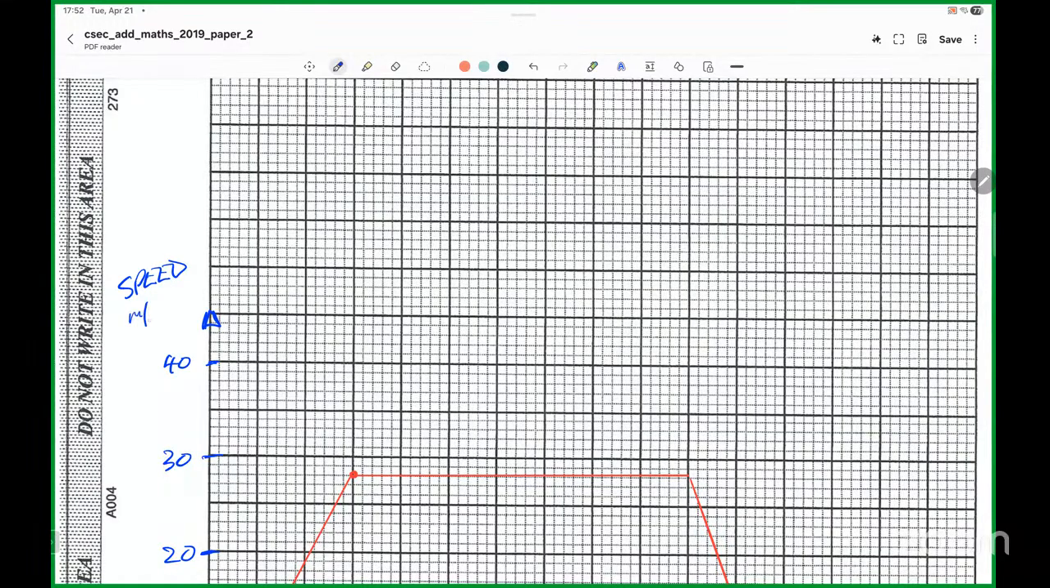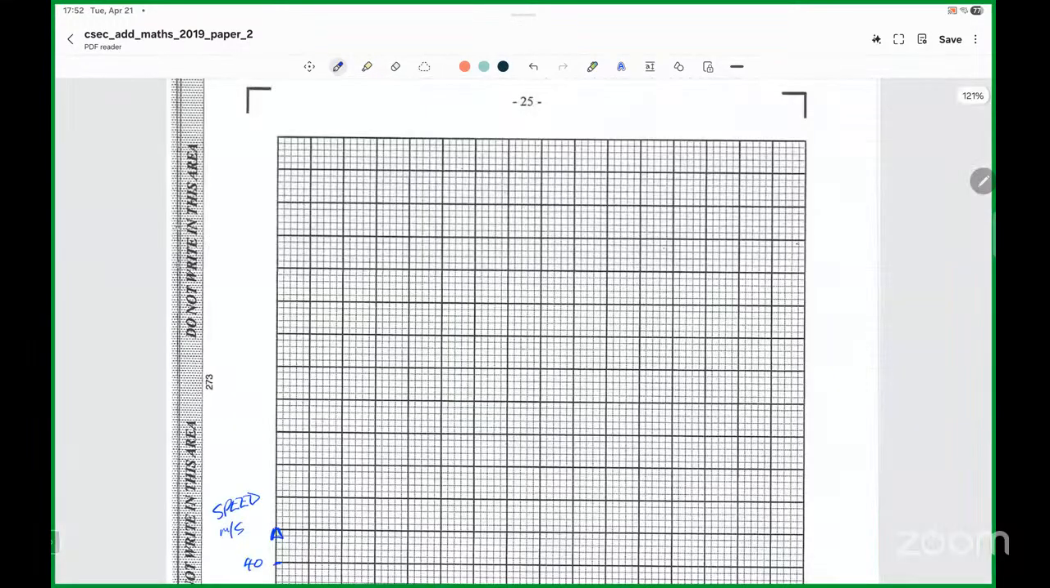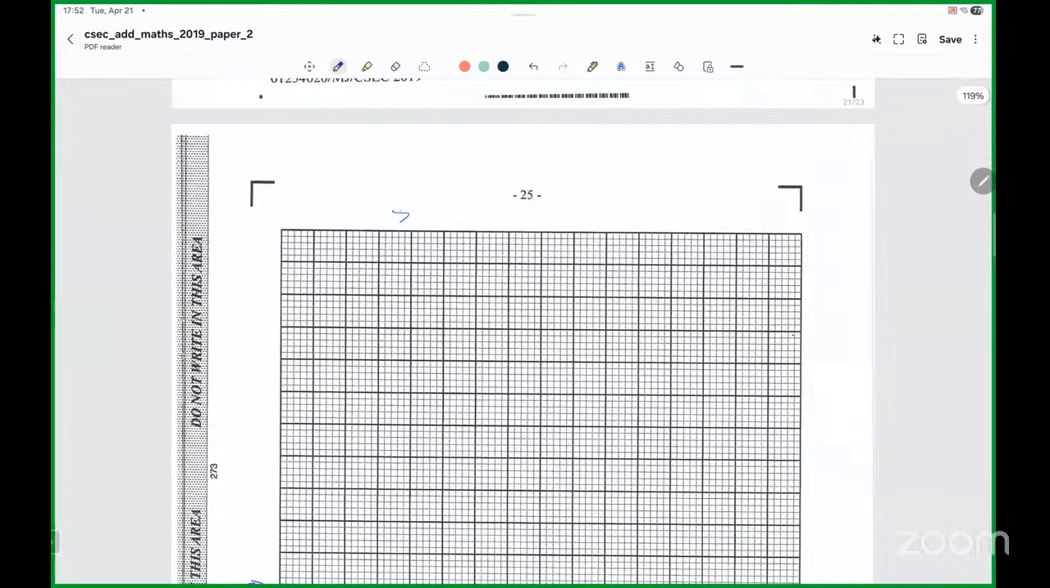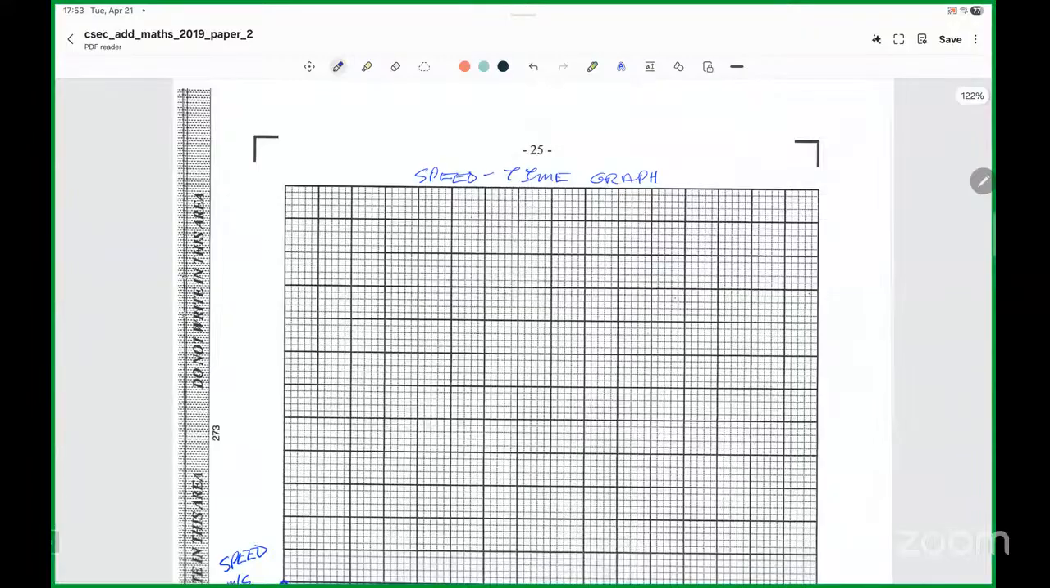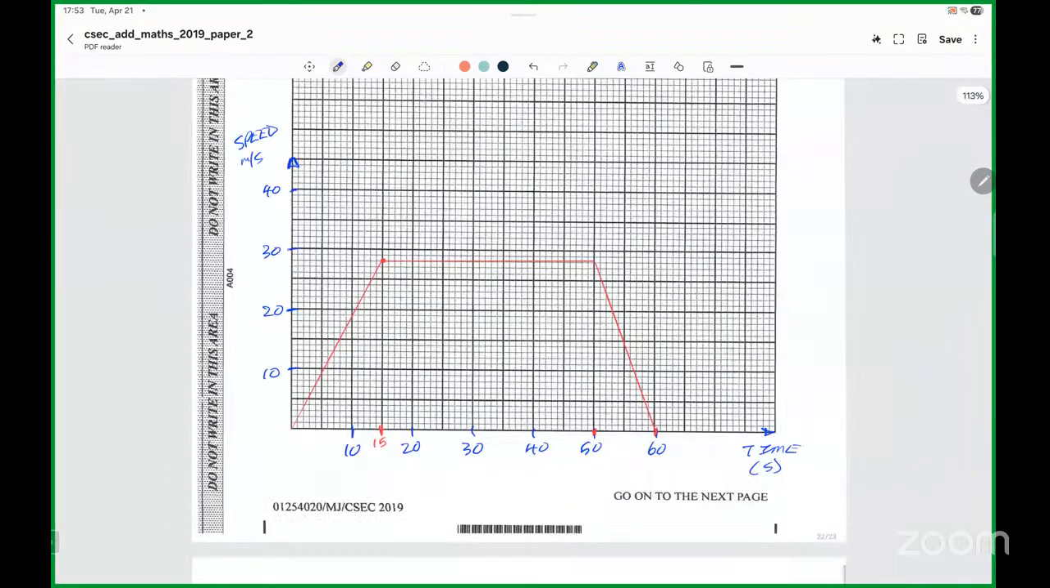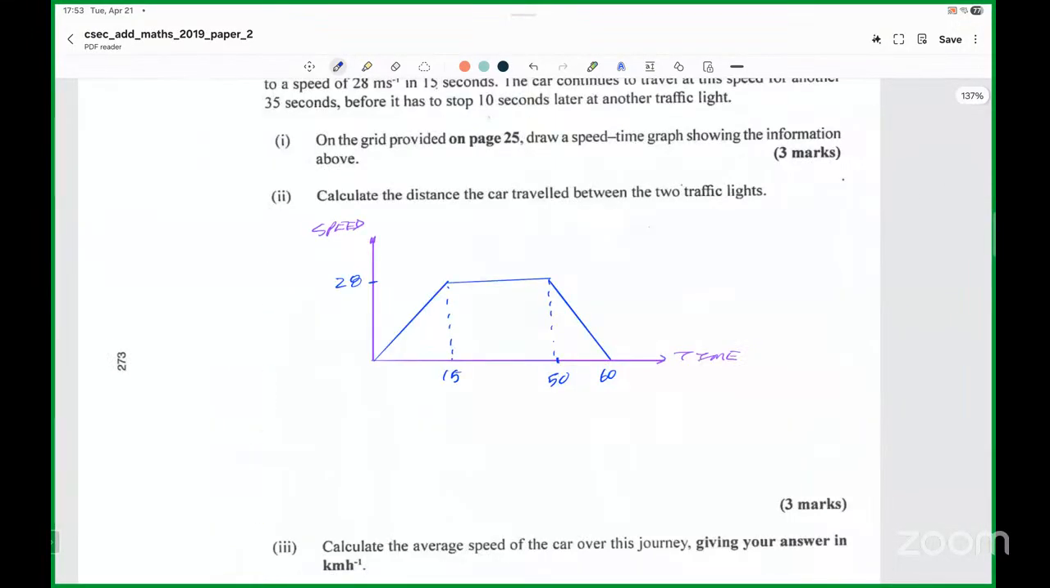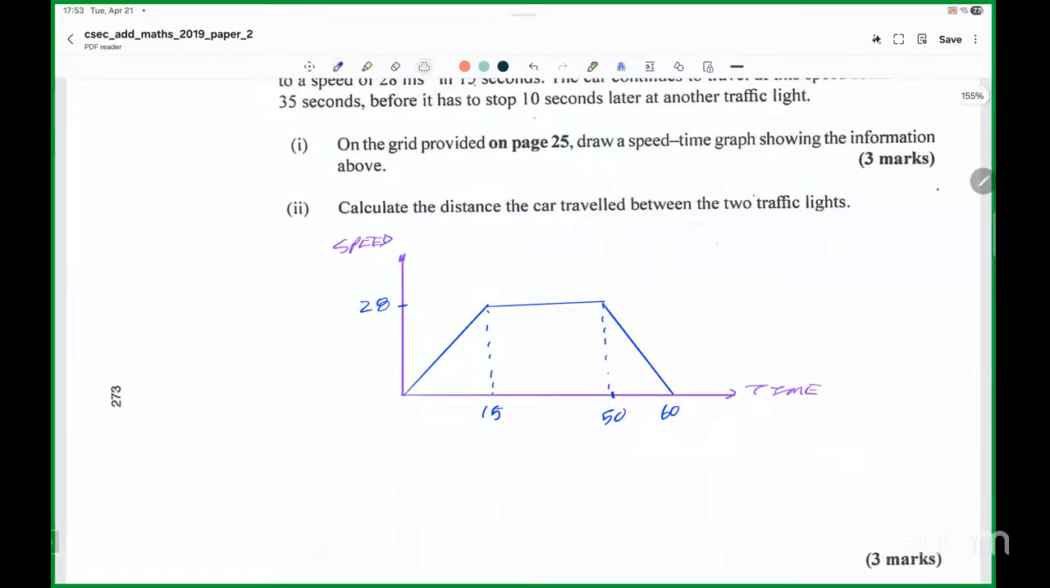Let's label this up here, so speed. We can label at the top of the graph up here. Speed time graph. All right, that's it. Simple as that. All right, what else did I want to do? Then it says, let's reduce the sketch.